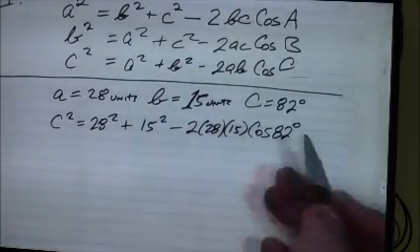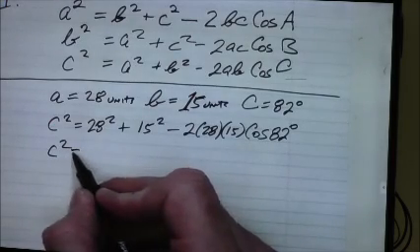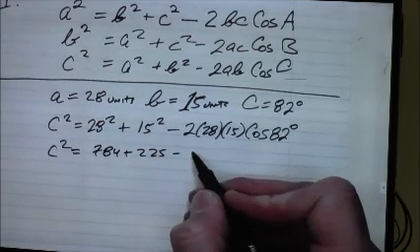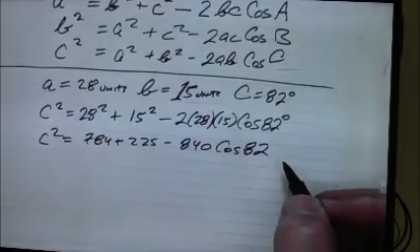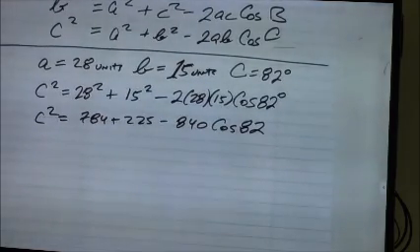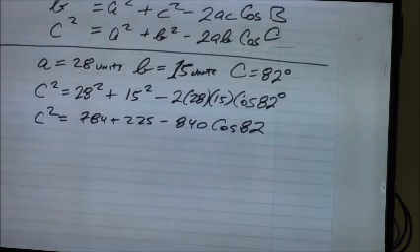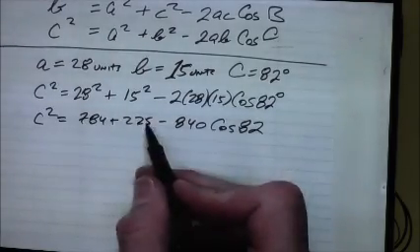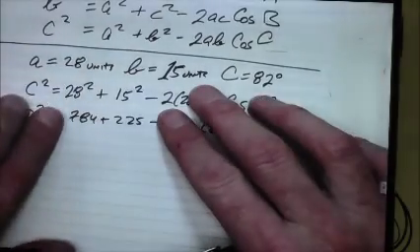So that's all just calculating. You square those numbers. If you're doing that in the calculator, you should see that 784 plus 225 minus 840 cosine 82. I'm going to keep going in a minute, but chances are very good that there's an error here that you will not make. But there's an error that lots of people do.